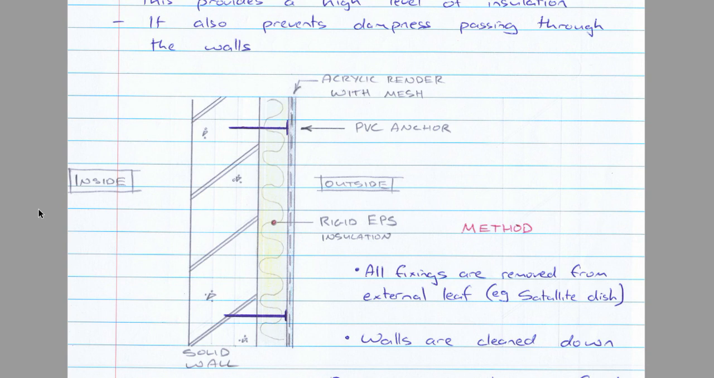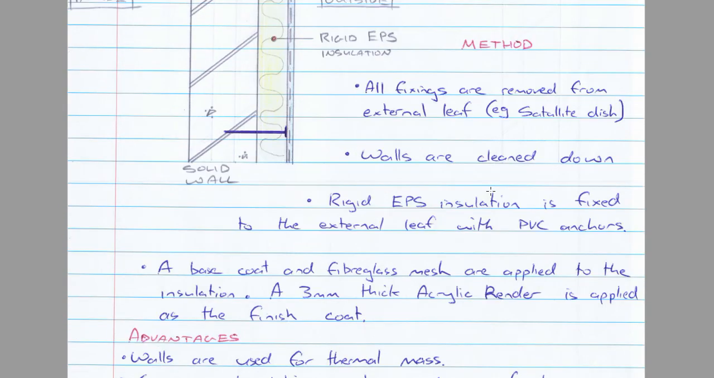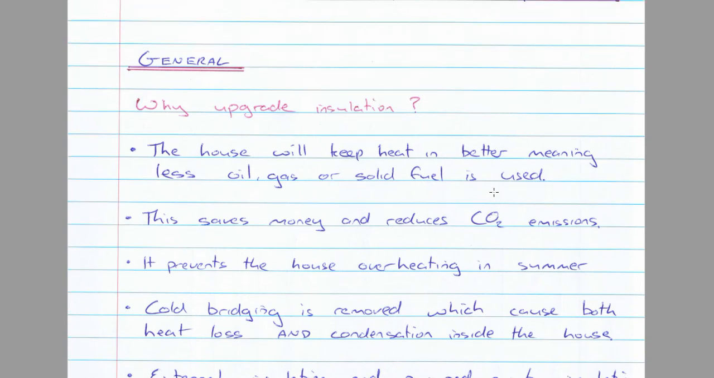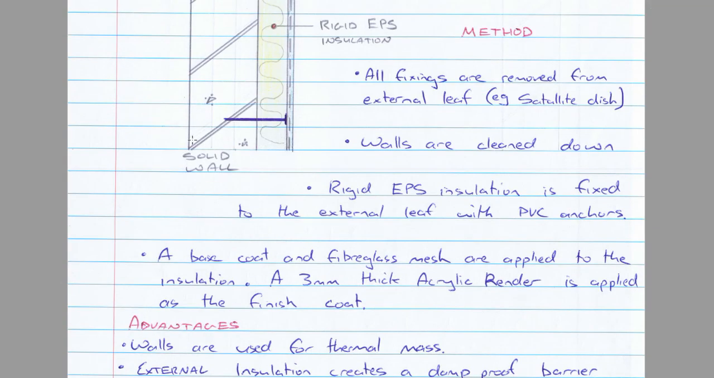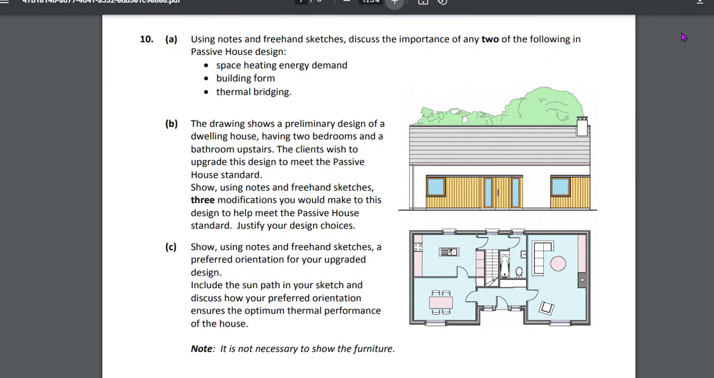A 1970s house would have a cavity wall. So if you're going to upgrade the wall of a 1970s house that has a cavity, you'd pump the cavities first, and then you'd also come along and put on the external render onto the house to achieve the passive house standard. And then you've got advantages and disadvantages of upgrading the insulation. Alright, give those two questions a go there, 2018 and 2019.